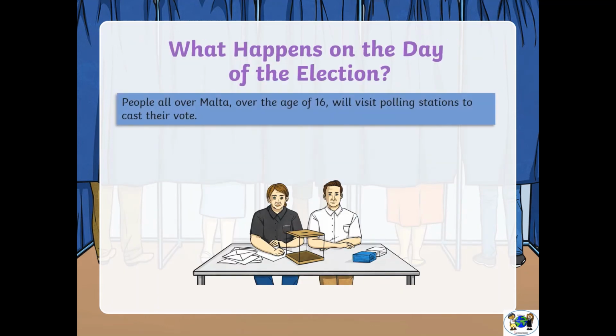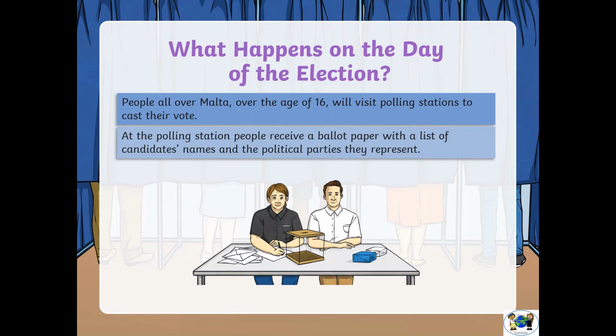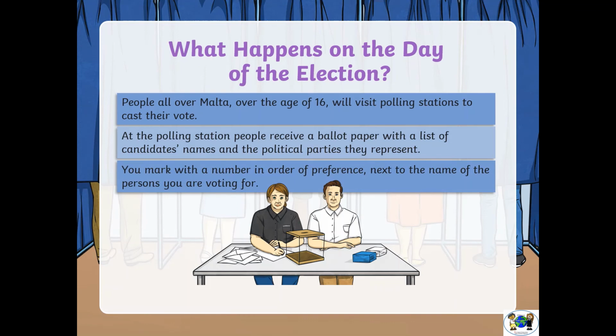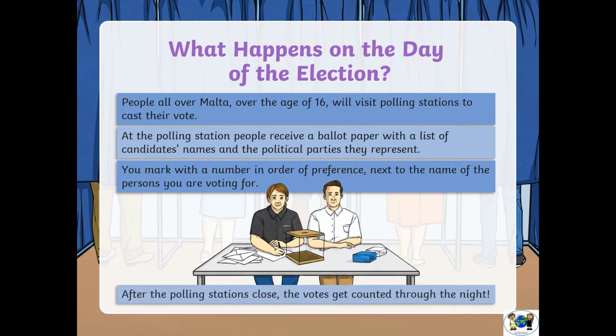What happens on the day of the election? People all over Malta, over the age of 16, will visit polling stations to cast their vote. At the polling station, people receive a ballot paper with a list of candidates' names and the political parties they represent. You mark with a number in order of preference next to the name of the persons you are voting for. After the polling stations close, the votes get counted through the night.